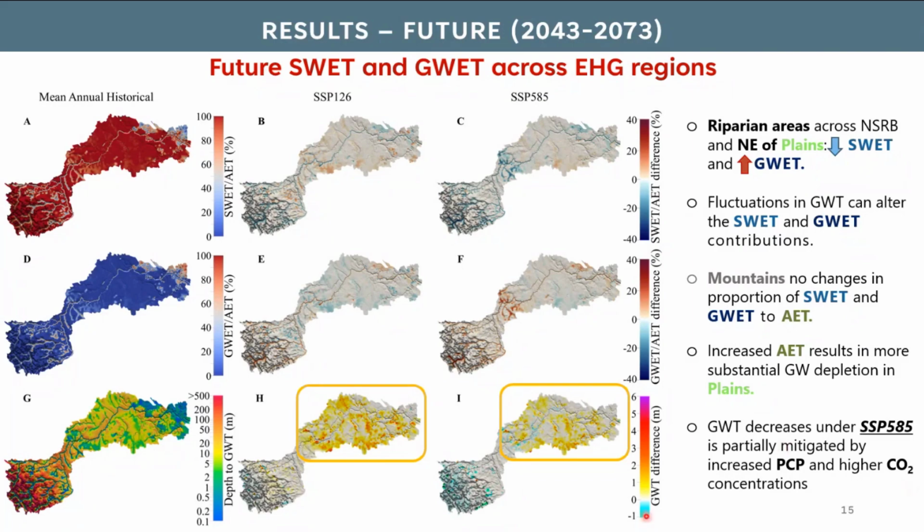In addition, we found that the groundwater table decrease under SSP5-8.5 is partially mitigated because we have a scenario with higher precipitation, and also higher CO2 concentration, which basically reduces the consumption by transpiration by the plants due to stomatal closure under more elevated CO2 concentration.